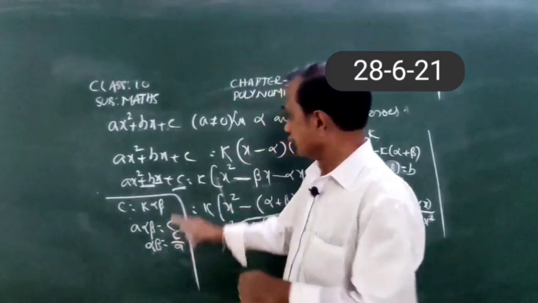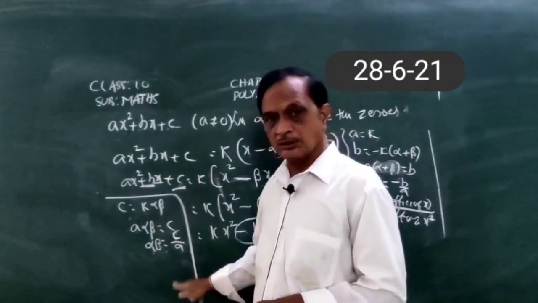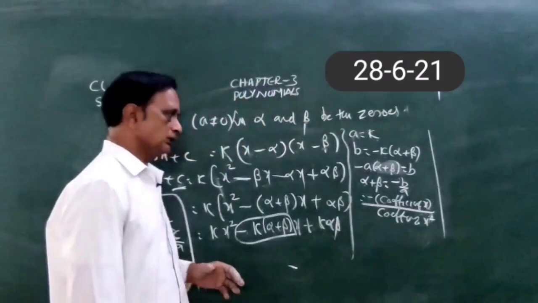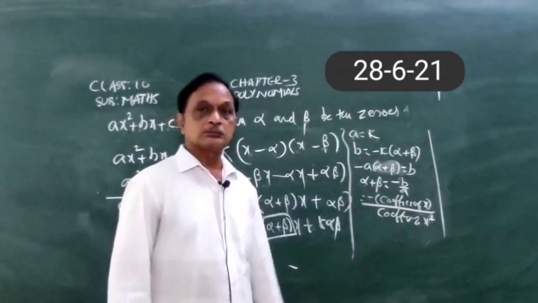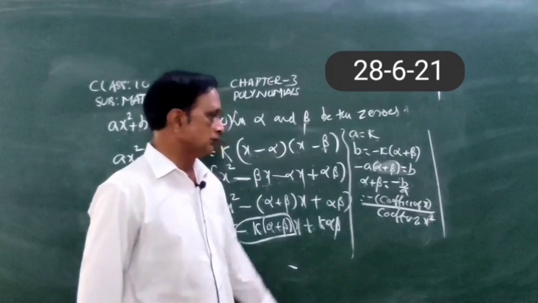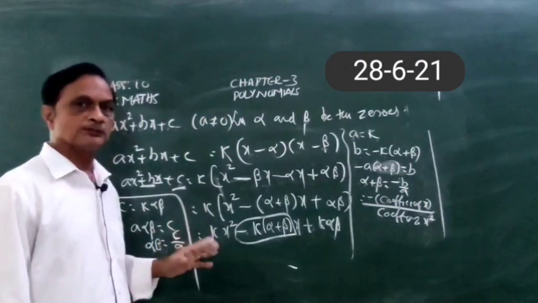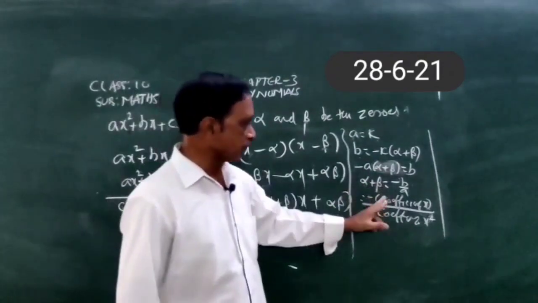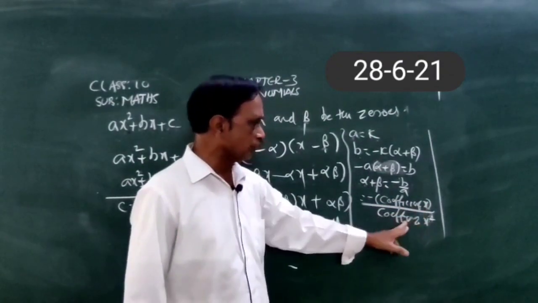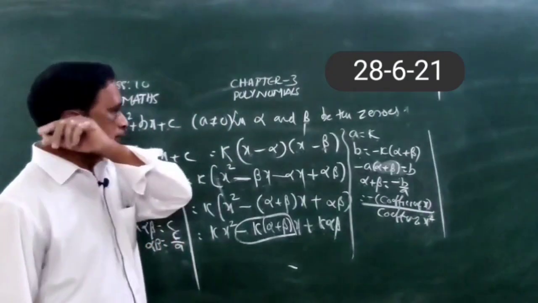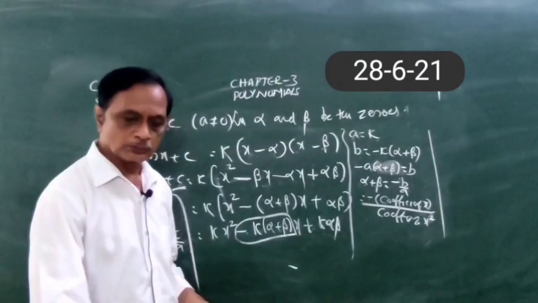What is the C called here? Constant. And what is the A called? Coefficient of x square. So we proved that alpha plus beta, that is the sum of the zeros, is given by the formula minus b by a, and alpha into beta is given by the formula c by a. Or alpha plus beta equal to minus of coefficient of x by coefficient of x square, and alpha into beta equal to c by a, that is constant by coefficient of x square.